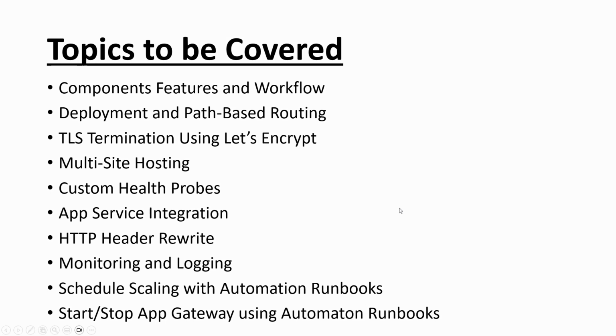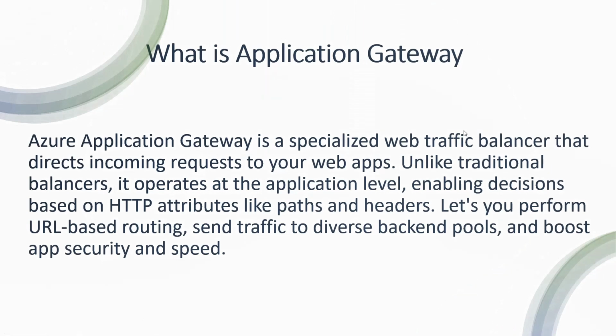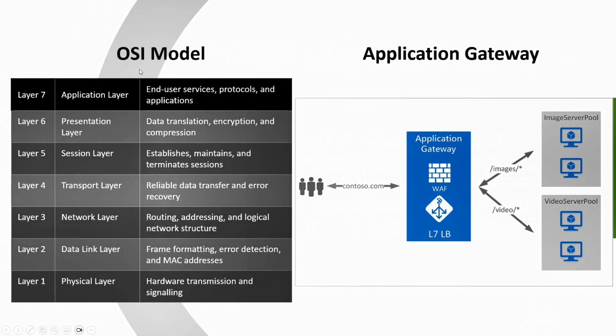So let's start. In this video, I'll be explaining what Application Gateway is, its features, components, and how it works. So Application Gateway is a web-based load balancer that works on OSI layer 7, which is the application layer. If you look at the OSI model, there are 7 layers, and Application Gateway works on layer 7, which is the application layer. And it is also called the HTTP layer.